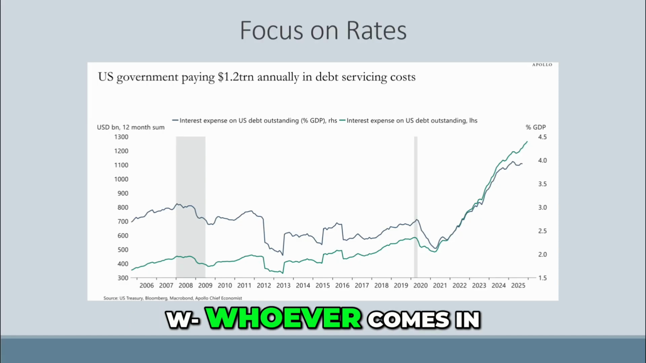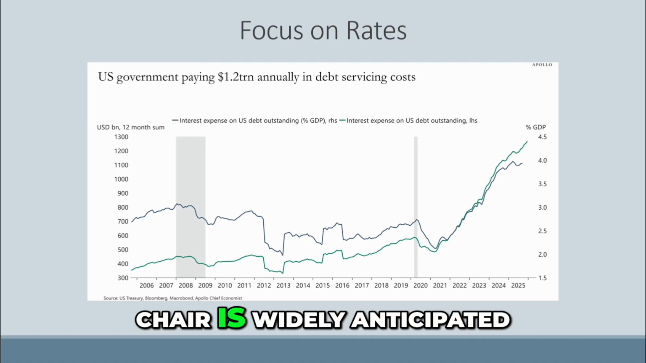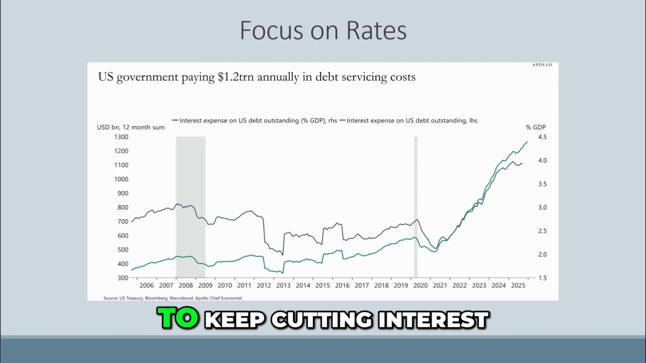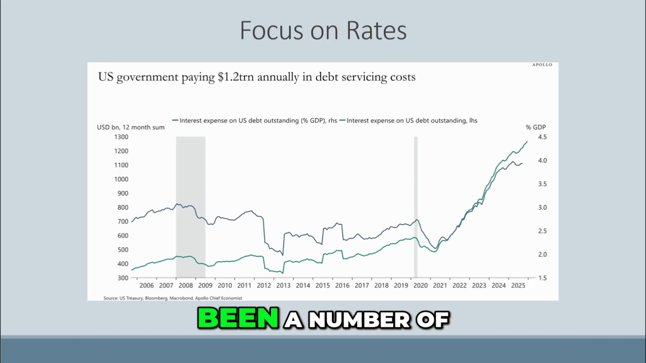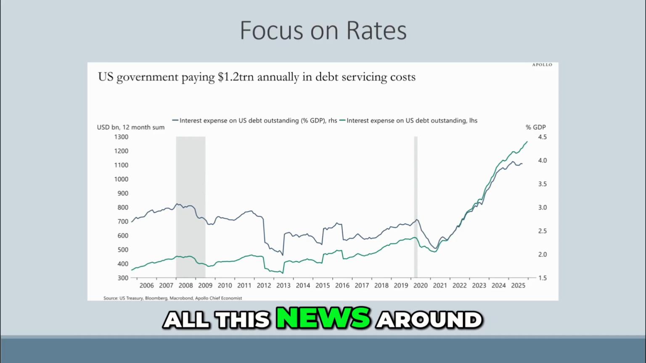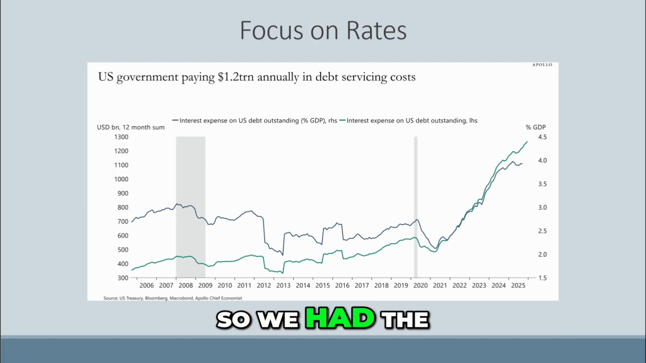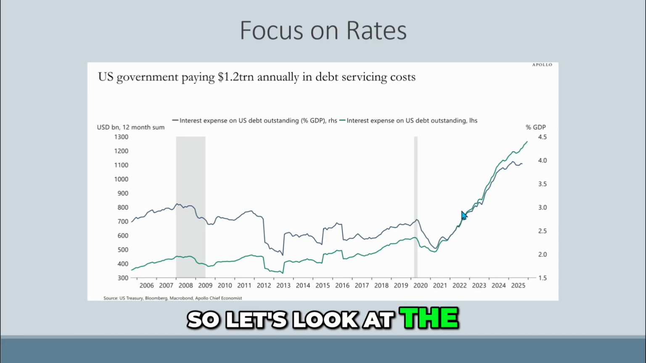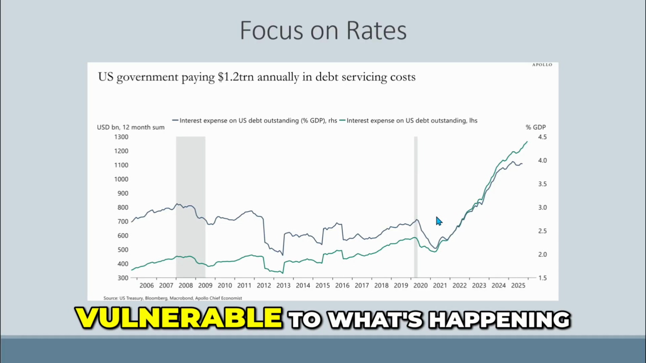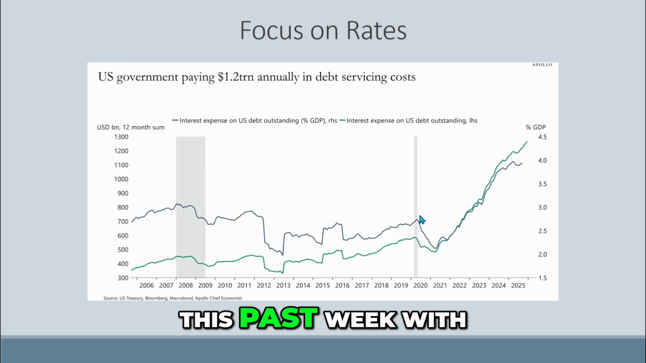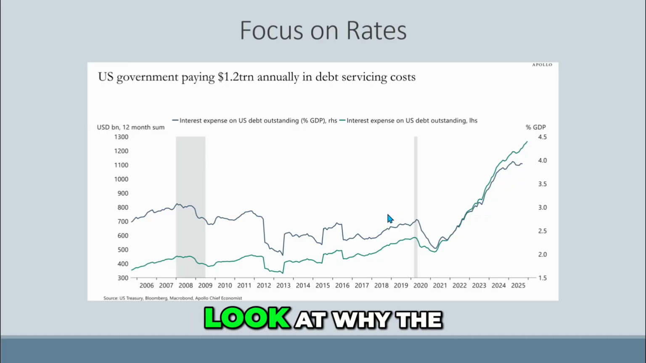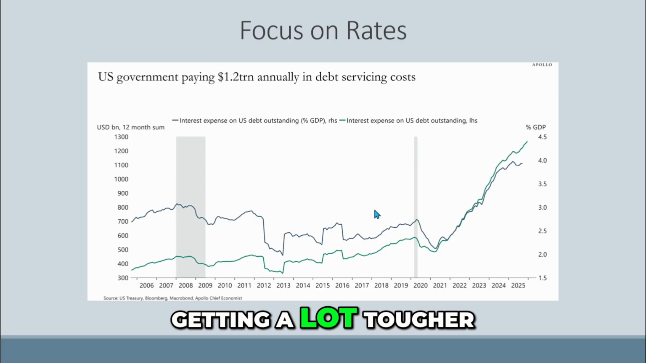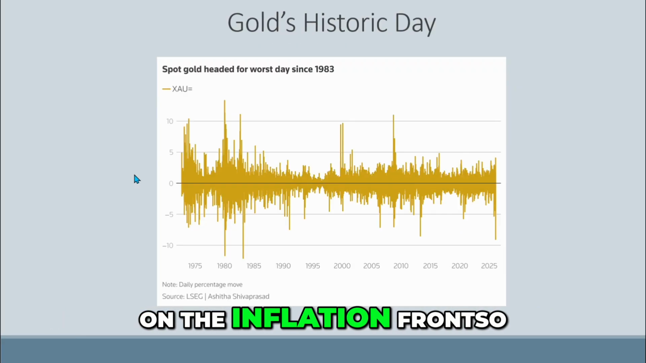And so whoever comes in as the next Fed chair is widely anticipated to keep cutting interest rates. But there have been a number of knock-on effects due to all this news around the Fed last week. So we had the dollar reversing off a key level, and gold and silver prices just absolutely plummeting. So let's look at why precious metals and stocks could be vulnerable to what's happening this past week with monetary policy. And I also want to look at why the Fed's job might be getting a lot tougher, given some developments we've seen on the inflation front.